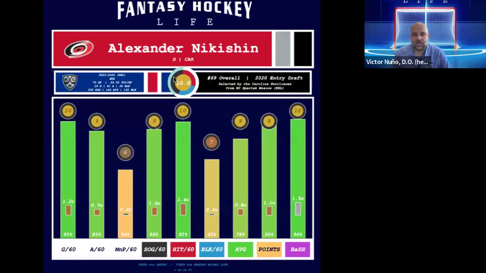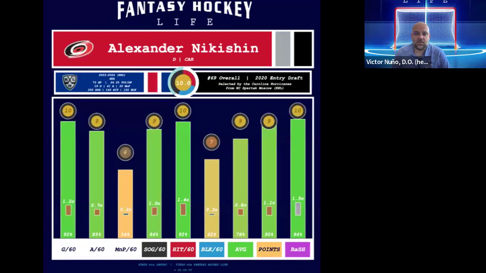The last one and the kind of secret sauce here is this in the middle part. This kind of tells you where I have them ranked. So I do my own rankings. They are kind of behind the paywall here, but you can see where they rank out of 10. So 10 is the highest. Nikishin is one of the best prospect defensemen outside of the NHL currently, and that is reflected in his score. So that's really high.